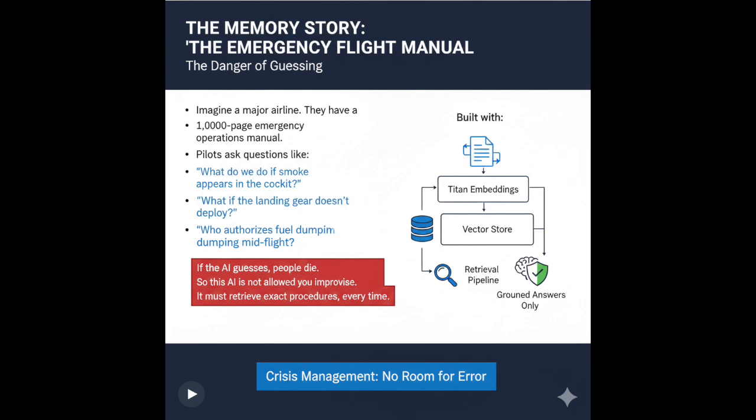Imagine a major airline. They have a 10,000-page emergency operations manual. Pilots ask questions like, what do we do if smoke appears in the cockpit? What if the landing gear doesn't deploy? Who authorizes fuel dumping mid-flight? If the AI guesses, people die. So this AI is not allowed to improvise. It must retrieve exact procedures every time. This system is built using Titan embeddings, a vector store, a retrieval pipeline, and grounded answers only. That's what you're learning today.